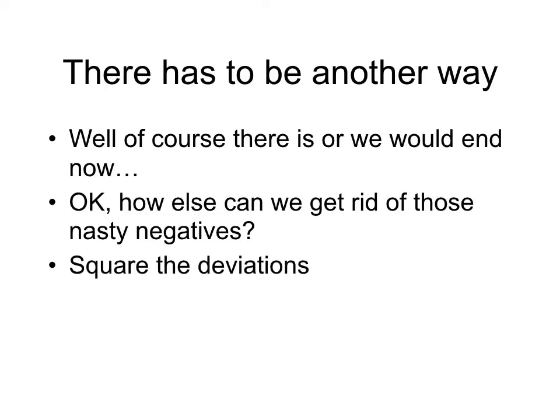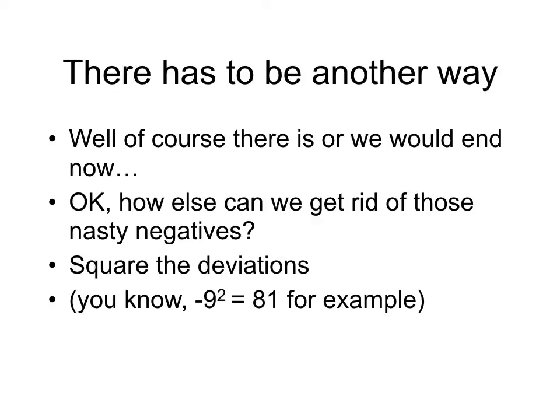So, how do we get rid of the negatives? We can square the deviations. These deviations, x minus x bar. The other way to get rid of negatives is you square them. Right? So, negative 9 squared is 81. It's not negative 81, it's 81. We're going to multiply a negative times a negative.